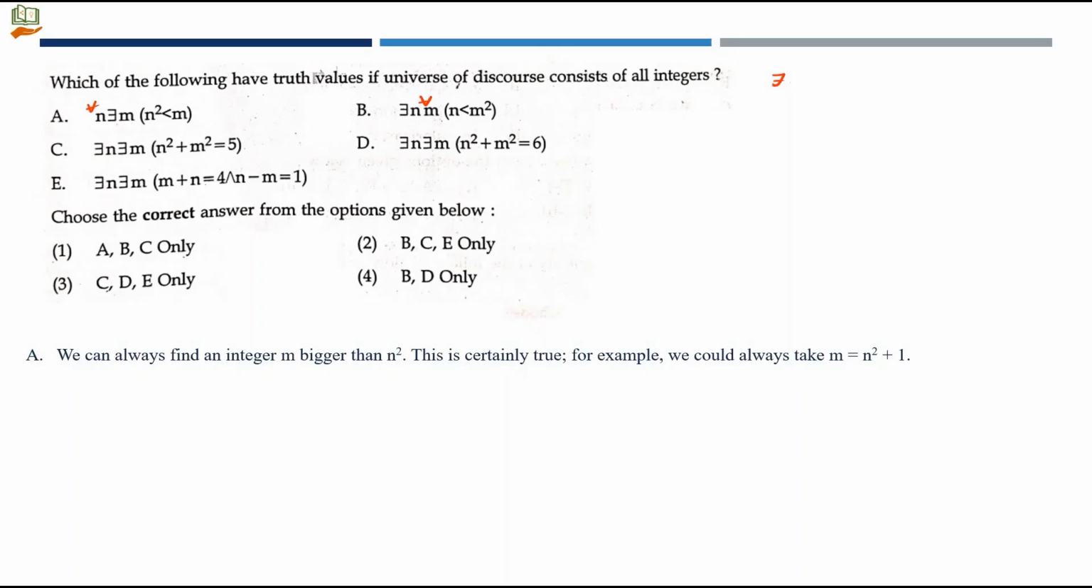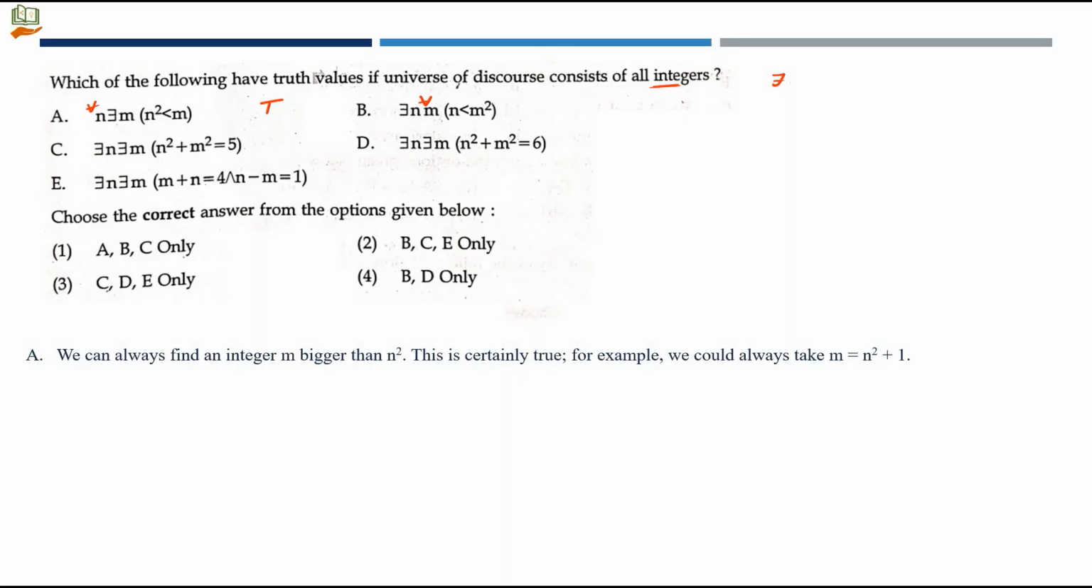When we say m is bigger than n square, it should be bigger by at least 1, because they are given here as integers. This is true when we take m equal to n square plus 1. The official answer marked this as false last time, but I told them the book's solution says it is true. So this is true.